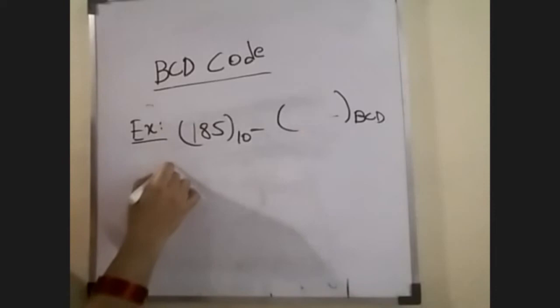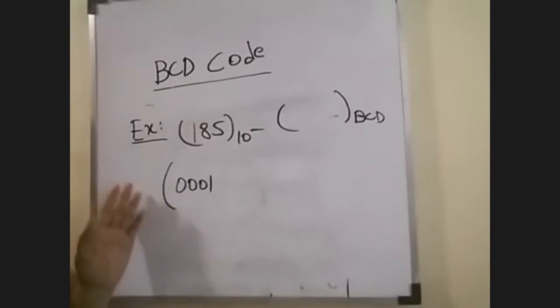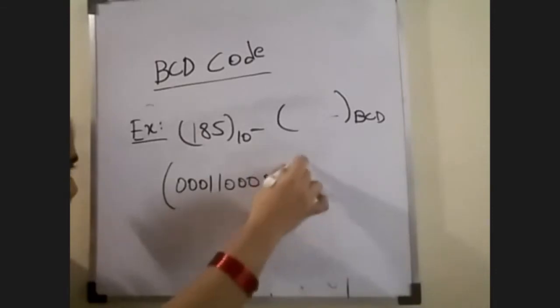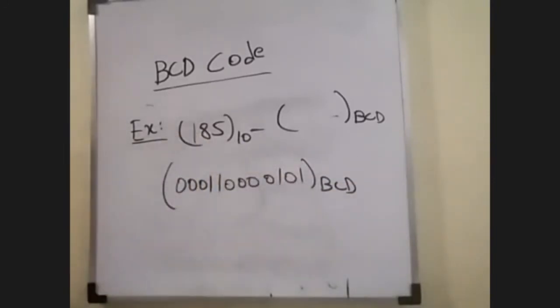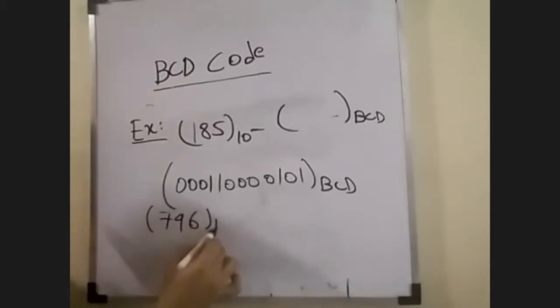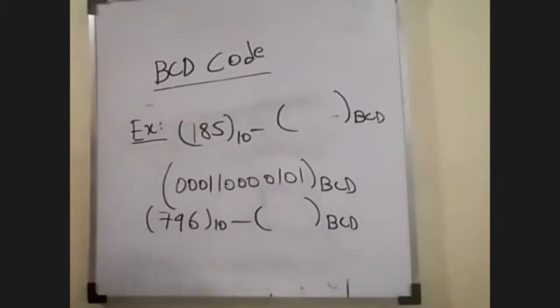What is the value of 1 in BCD? 0001, right? Previously I drew one table. In that, 1 is 0001, 8 is 1000, and 5 is 0101. So this is the BCD representation of 185. Is it clear? This is how you convert from decimal to BCD. Now you can solve the next one and give me the result: 796 base 10. Convert this into BCD. What is the value?